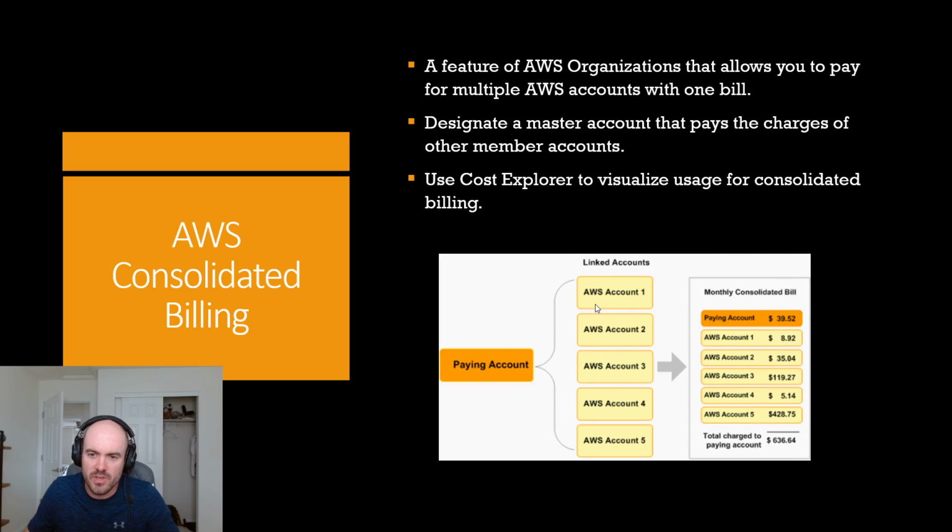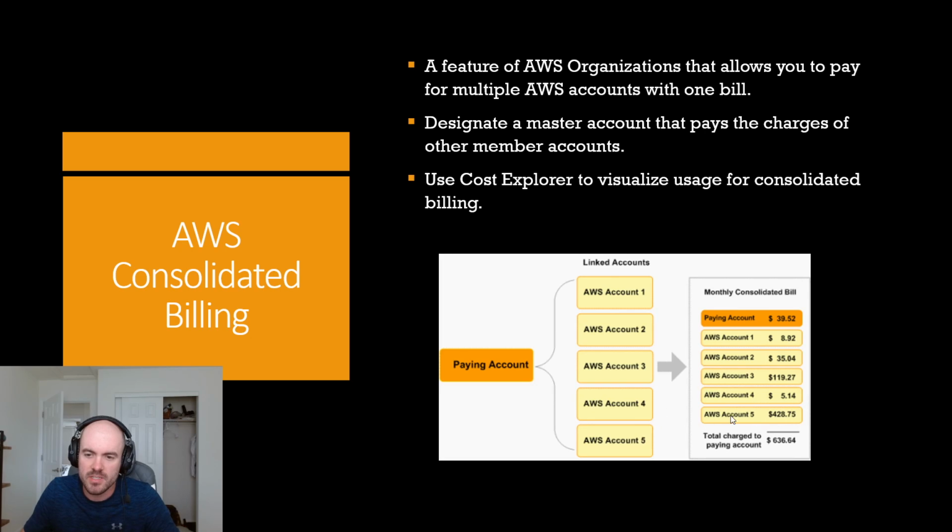So, if we look over here, we've got the paying account, which we designated to be the master account. You've got 5 other accounts here that are linked to it. But your monthly bill is going to include this paying account's costs, right? It's still an AWS account, so it potentially could still incur costs. But you can also see how much each different account is spending.